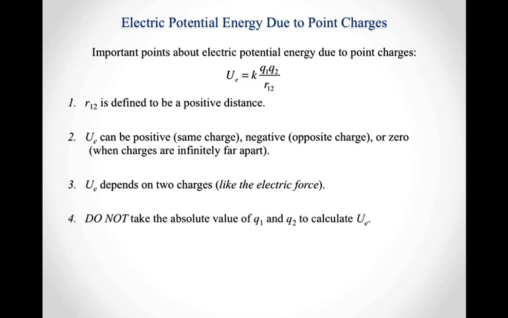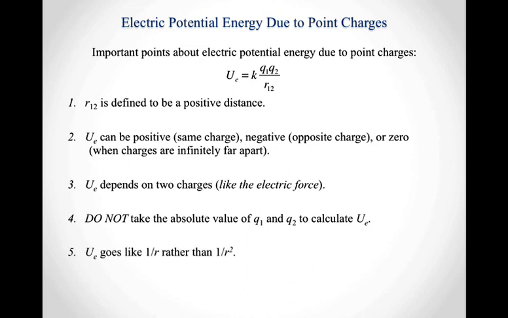Number 4. We don't want to take the absolute value of Q1 and Q2 to calculate the electric potential energy. So this is not like our equation for calculating the magnitude of the electric force, where we did want Q1 and Q2 in absolute values. Here we don't want them in absolute values. So again, the signs of Q1 and Q2 will simply plug in as they are, which again will help dictate whether or not I have a positive or negative electric potential energy.